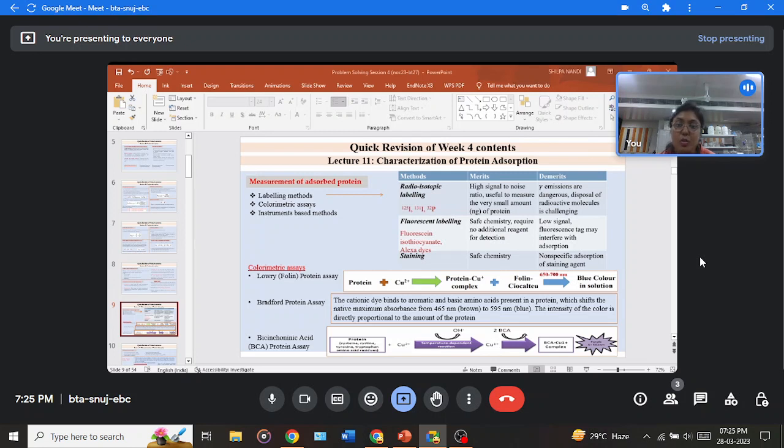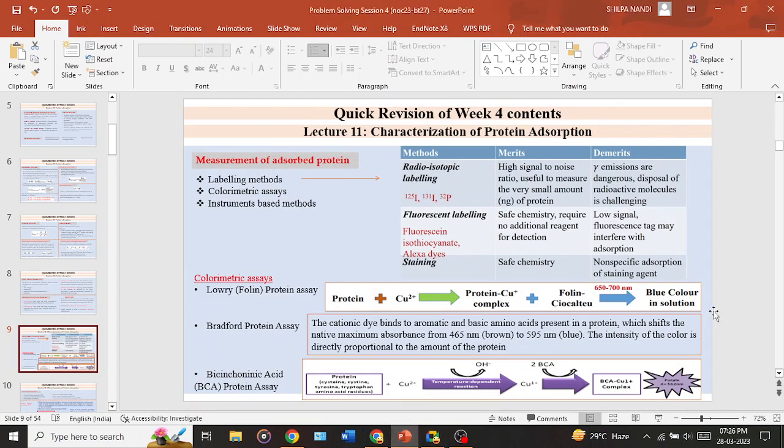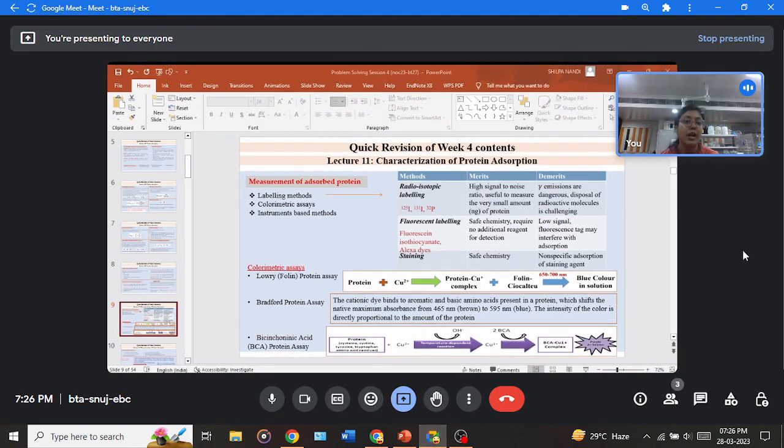Next is BCA protein assay. In this case also, protein when it reacts with copper, it converts into Cu+. When this reacts with the BCA dye, it produces a BCA copper complex, which is purple in color. So this purple color solution can be measured at around a wavelength of 562 nanometer. So again, the intensity of the color here is also directly proportional to the amount of protein present in the sample.